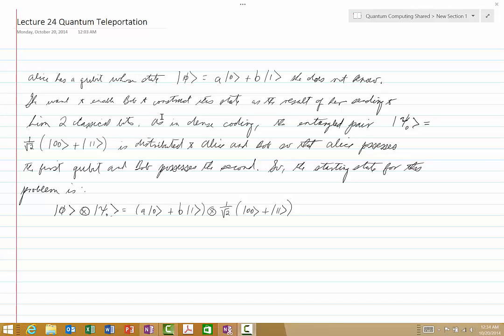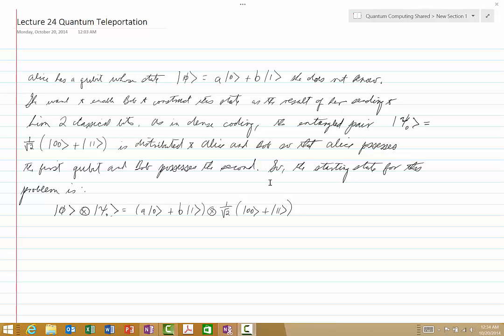So the way that this goes is as follows. The first step is just like what we have in dense coding: the entangled pair, which we will call C0, which is 1 over square root of 2 times |00> plus |11>, is distributed to Alice and Bob so that Alice possesses the first qubit and Bob possesses the second.